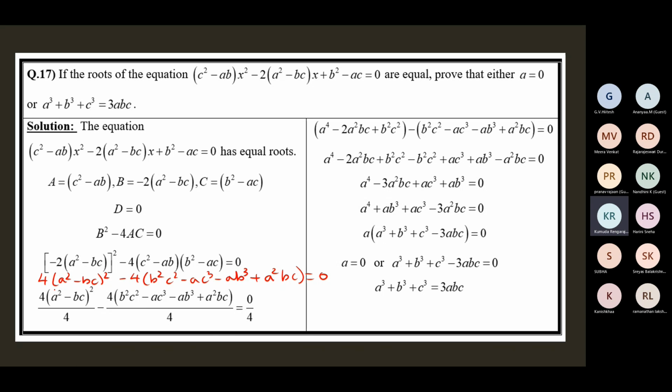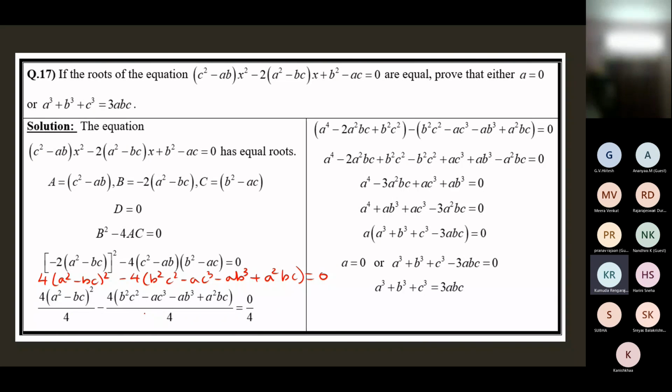Now you can again see that 4 is common. The first term and the second term have 4. So in the next step, we divide by 4 throughout. Then you can see 4 and 4 get cancelled.